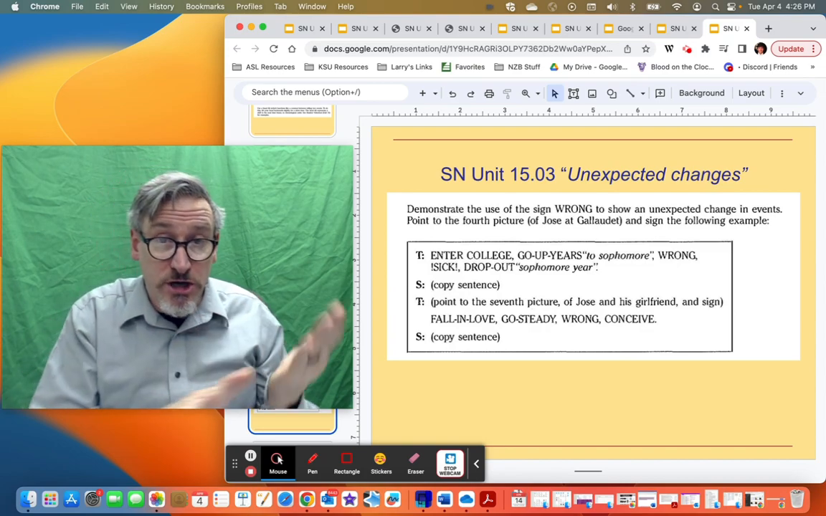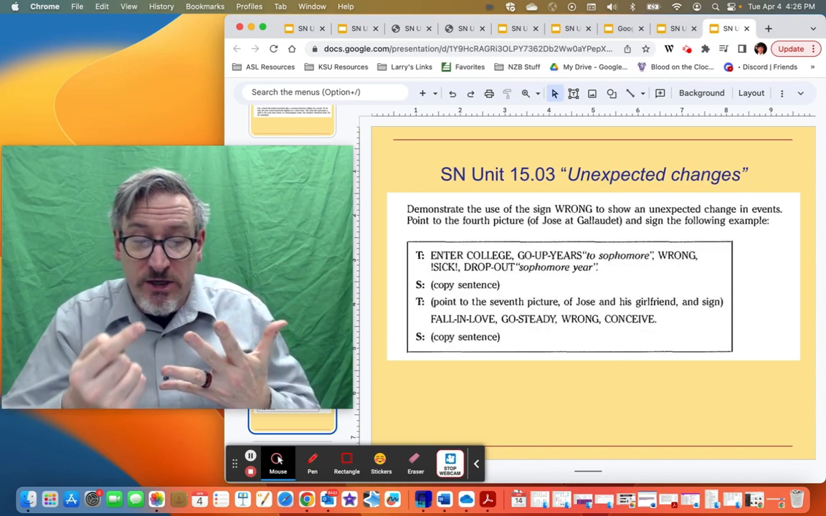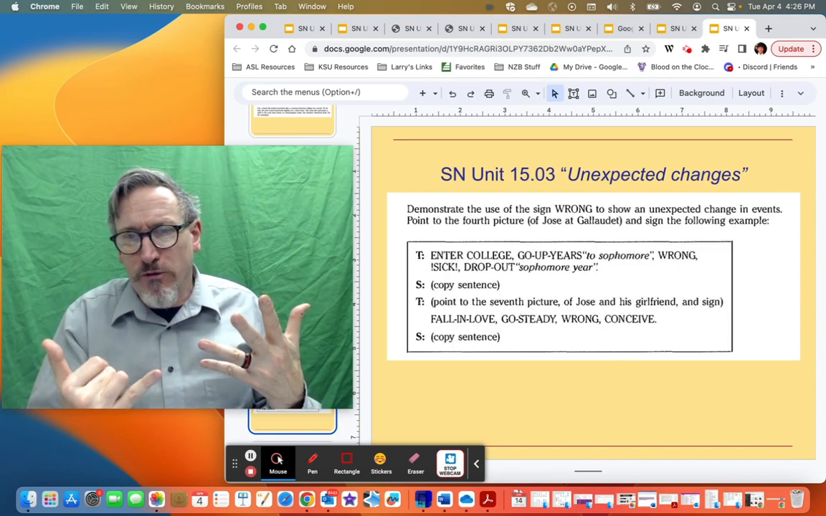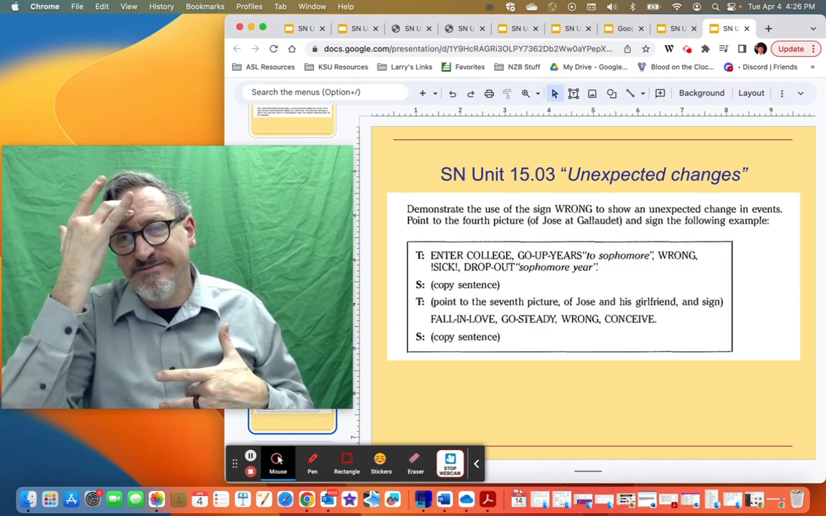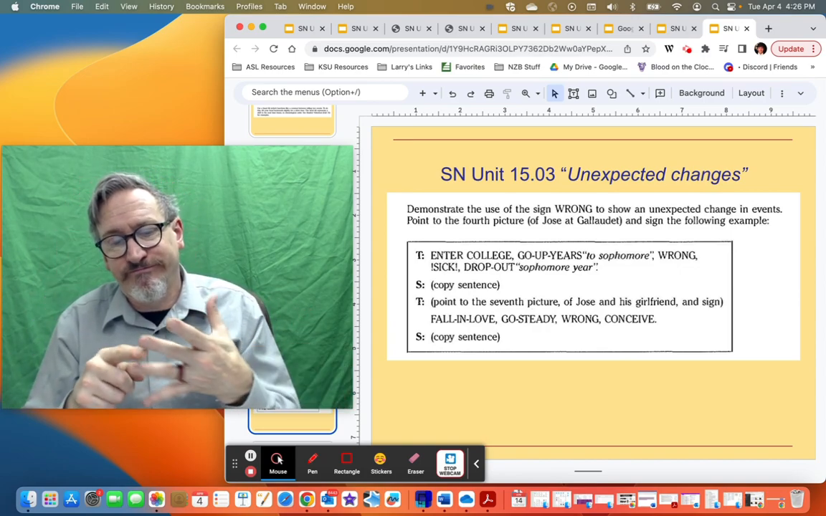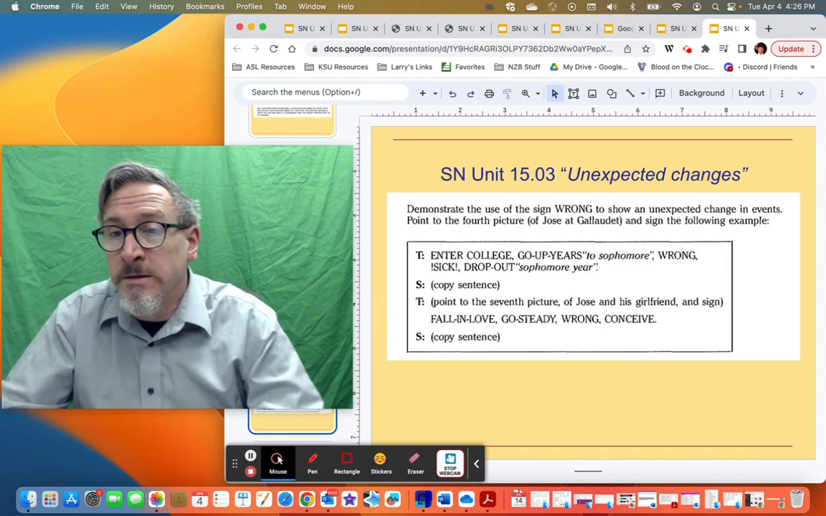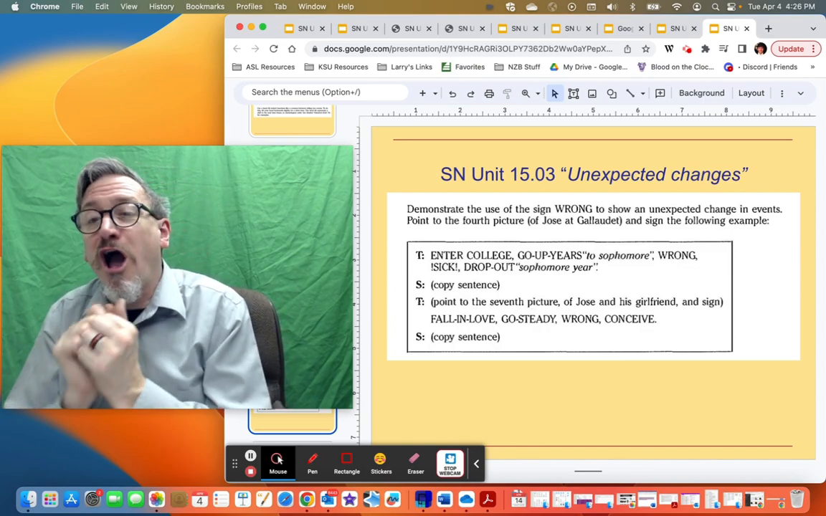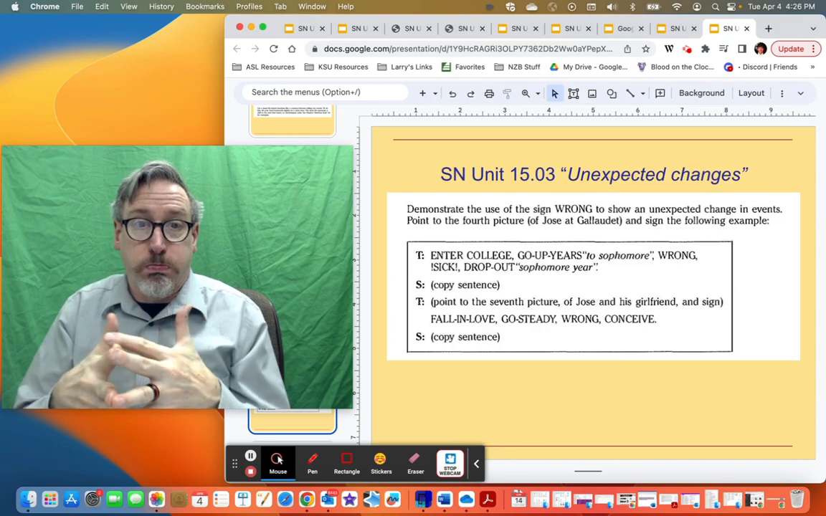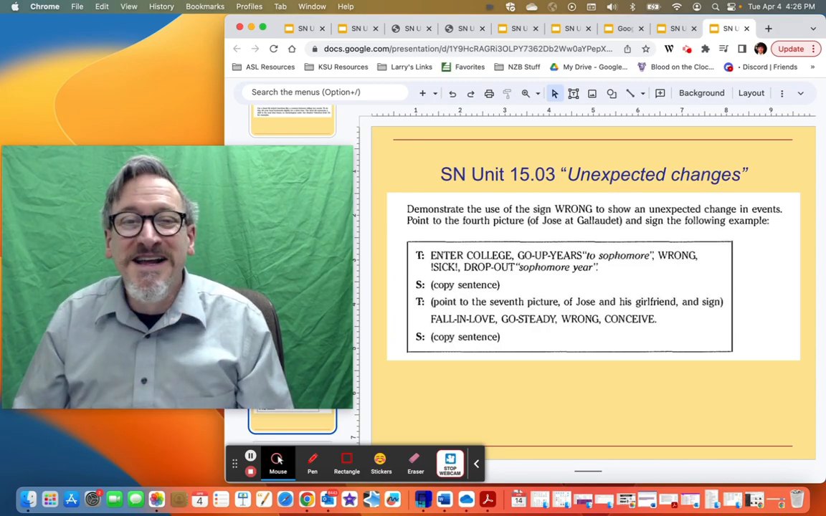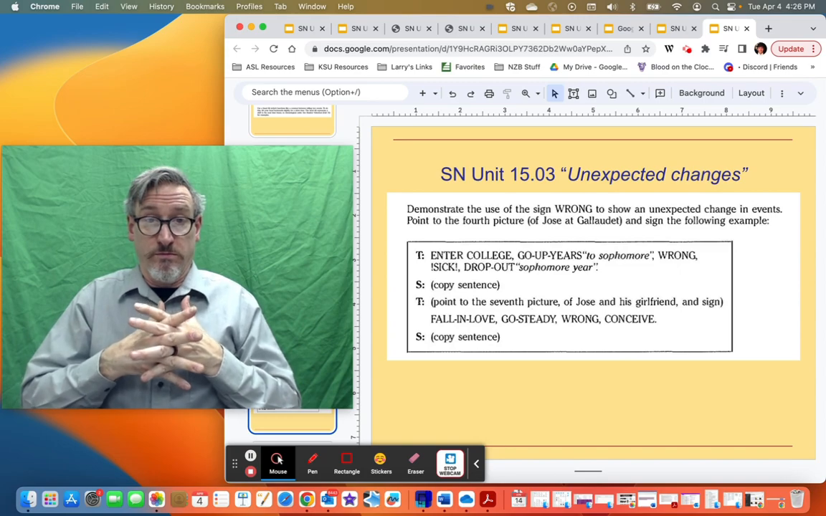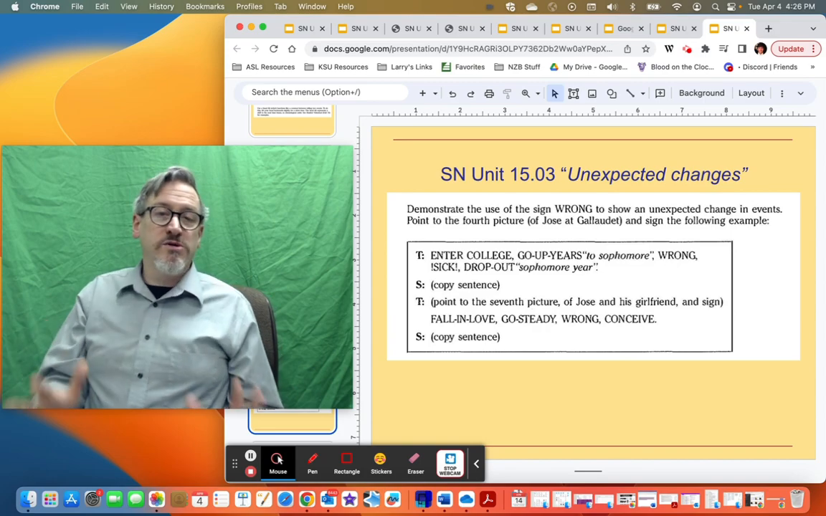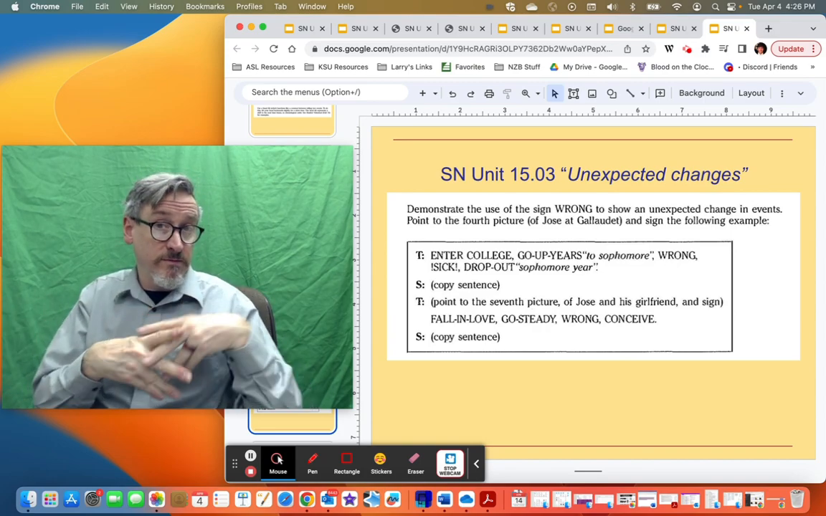So enter college, started to go up the years, and by the time we got to here, right, boom, boom, something went wrong. I got sick, dropped out sophomore year, right? So conceive is oftentimes this. This is the sign for pregnant, boom. Most of the time, this is used for to become pregnant, right? So the verb.